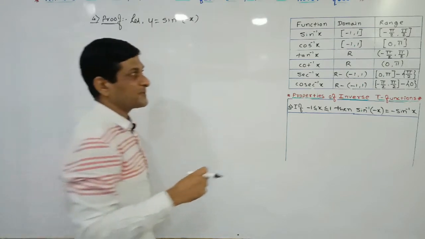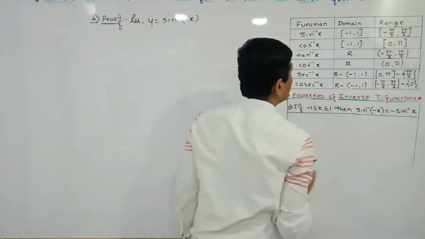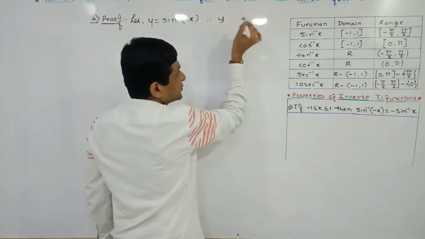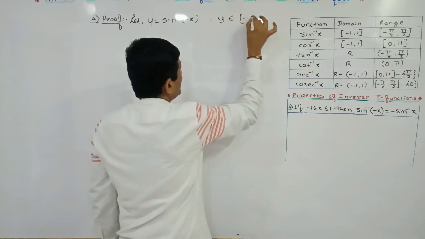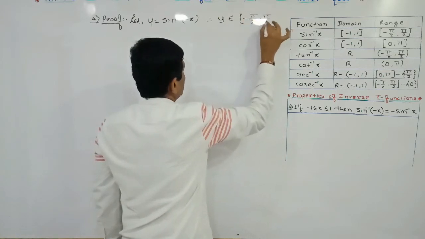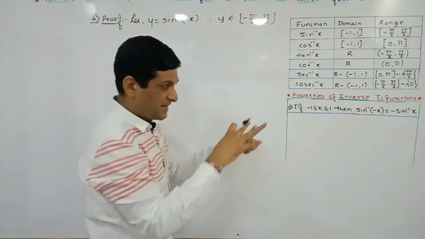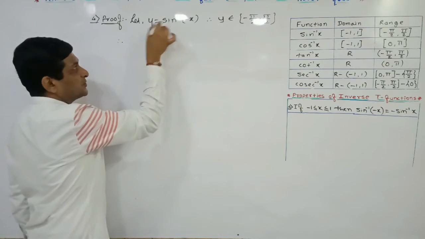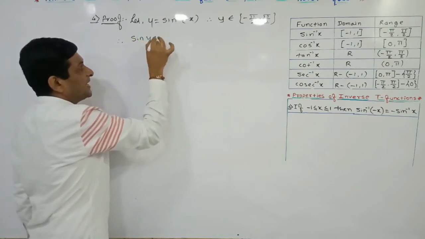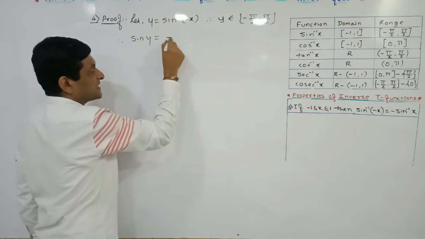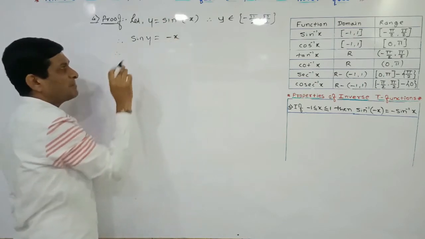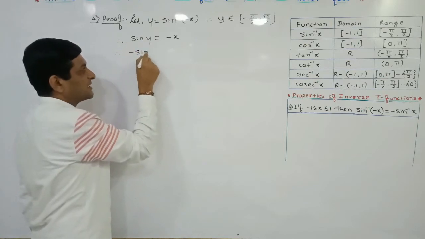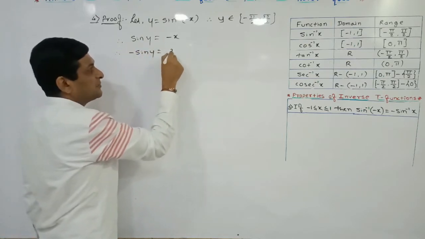If y is the value of sine inverse, it lies in its range set. So therefore y belongs to the interval minus pi by 2 to plus pi by 2. Now let us simplify it and get our required result. We are taking sine on both sides. On this side we will get sine y, and on this side sine and sine inverse will get cancelled. Remaining term is minus x. Simply I am multiplying both sides by minus. On the left hand side we will get minus sine y, and on this side we will get plus x.